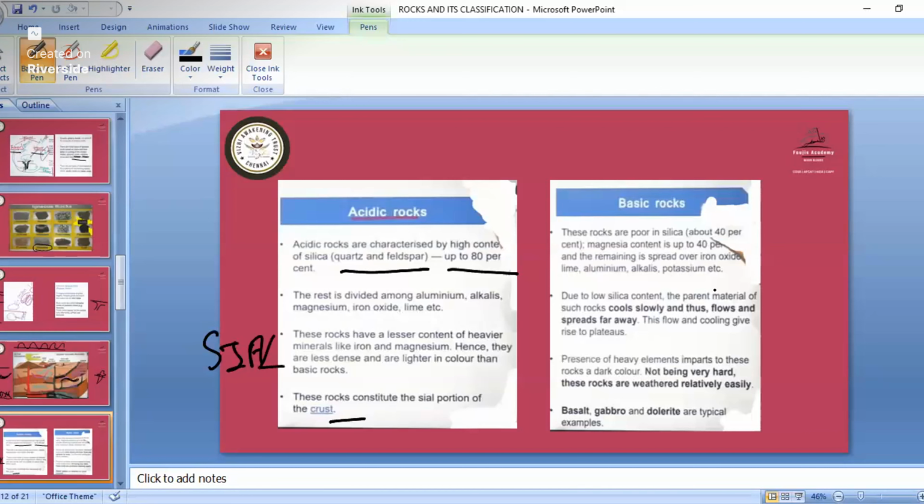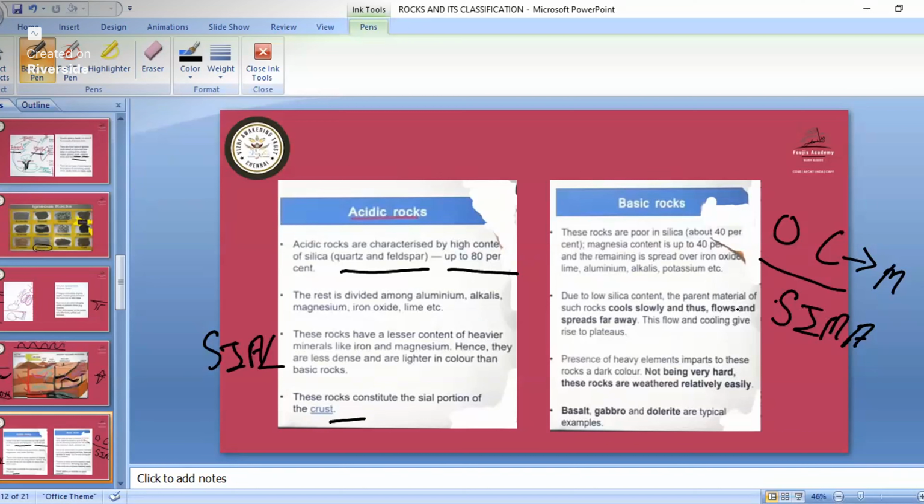And basic rocks means what? It is oceanic crust. Yesterday we studied that it consists of sima, which has the same density as the mantle. So remember, mostly oceanic crust is of basic rock. These rocks are poor in silica; the silica content is only 40%, not more than that. The remaining is spread over iron oxide, aluminium, alkalis, potassium. So that is basic rock.